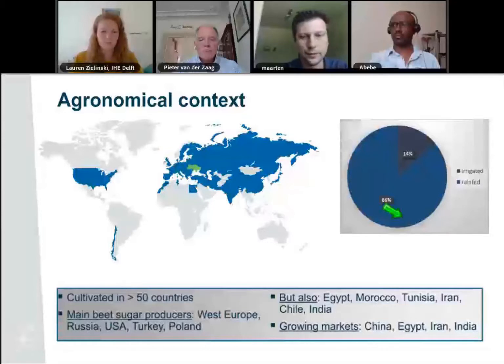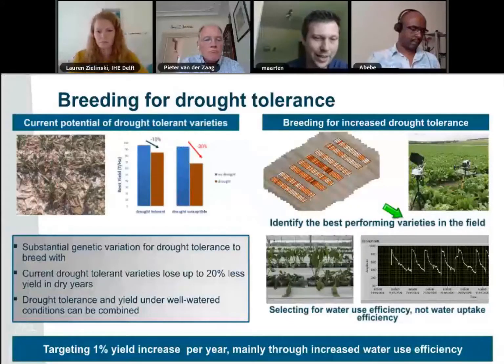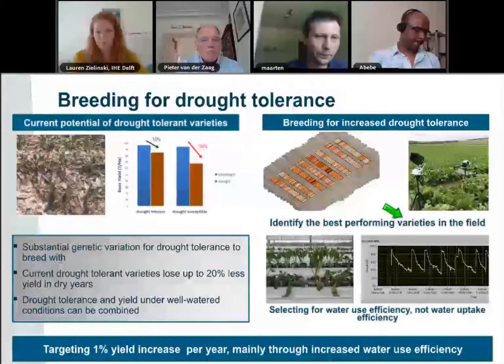Another thing to bring to your attention is that sugar beet is mainly grown under rain-fed conditions. Only about 15% of the global sugar beet cultivation takes place under irrigated conditions. So that's also very different from cane. The fact that it's mainly grown under rain-fed conditions means that it gets exposed to drought, and sometimes severe droughts, like was mentioned in the movie already.